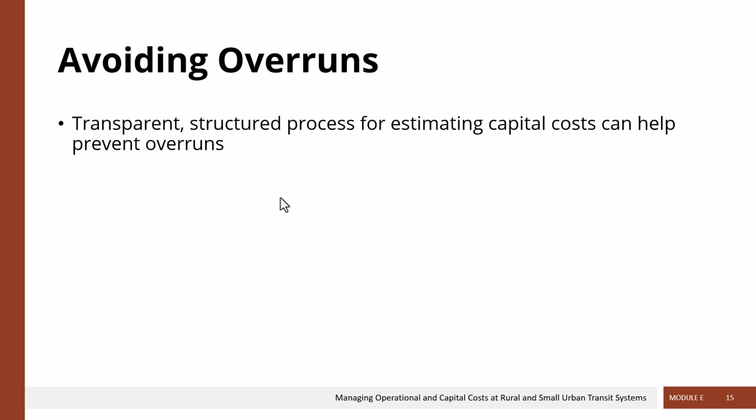So one way is to have a transparent, structured process for estimating your capital costs. That way, different people can see exactly how capital costs were estimated, and you're being very strategic about how you do that. That can help prevent overruns.